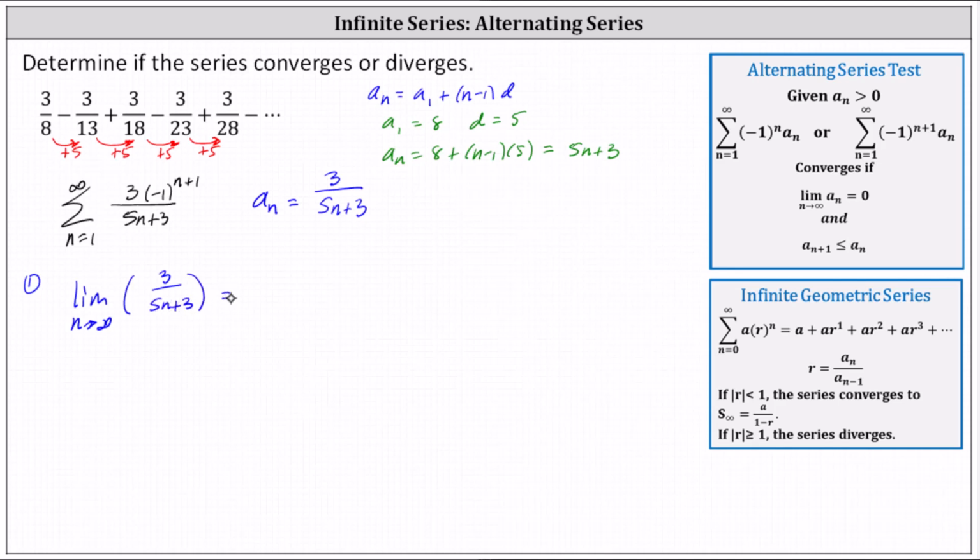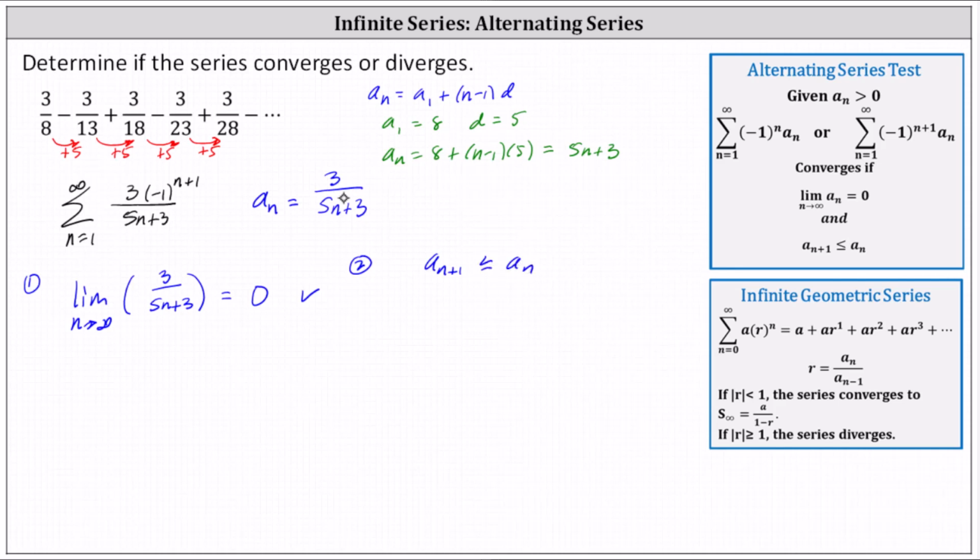Notice as n approaches infinity, the denominator increases without bound, the numerator stays at 3, and therefore the fractions get smaller and smaller and approach 0, which indicates the limit is equal to 0. So the first condition is met, and now we need to determine if a sub n plus 1 is less than or equal to a sub n.